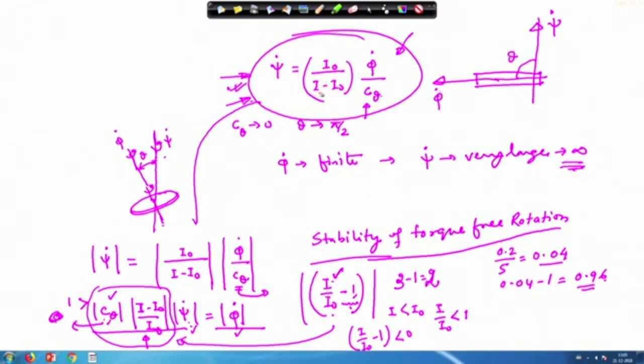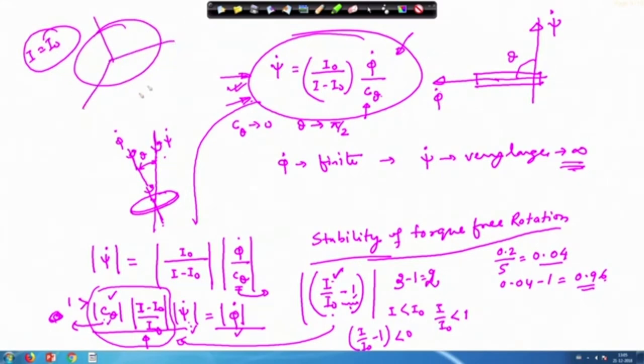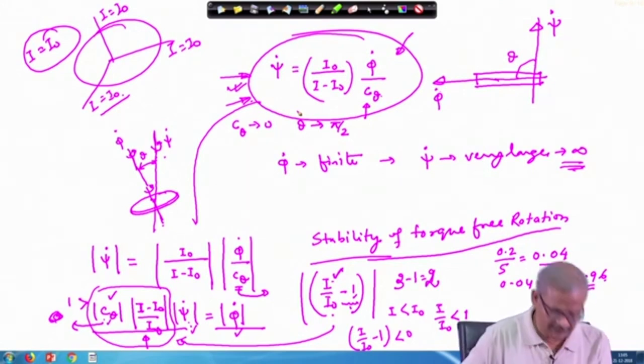Or what happens with I and I 0 when they become equal? Once they are equal, then what happens in that case? I and I 0 becoming equal means it is the case of a sphere. All three are becoming equal, this is the case of a sphere. So, this becomes 0. So, what does this mean? This kind of situation we will take up in the tutorial. For the time being we stop here and we will continue in the next lecture.